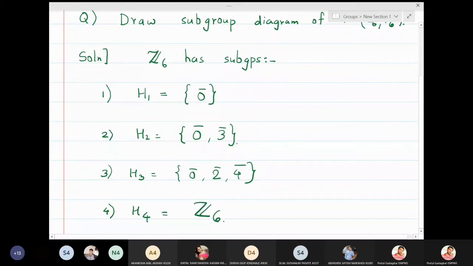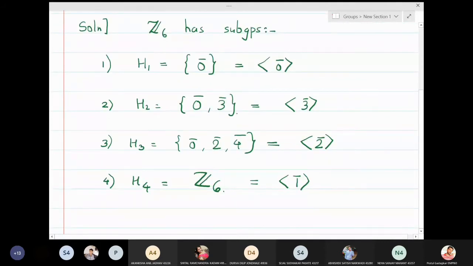I hope you know how to find the subgroups. There is a method for finding subgroups. You find the divisors K of N, then you find N upon K, and then you write the cyclic group generated by N upon K. This is the cyclic group generated by 0 bar, this is the cyclic group generated by 3 bar, this is the cyclic group generated by 2 bar, and this is nothing but the cyclic group generated by 1 bar, because 1 is a generator, so the cyclic group generated by 1 bar is equal to Z6. So these are easy, so I could write the subgroups directly.